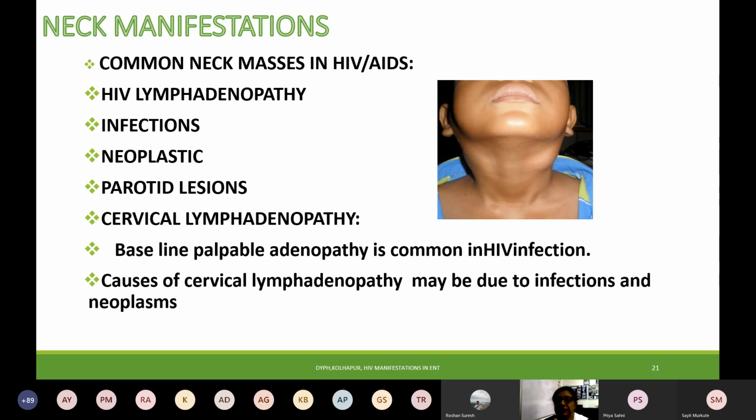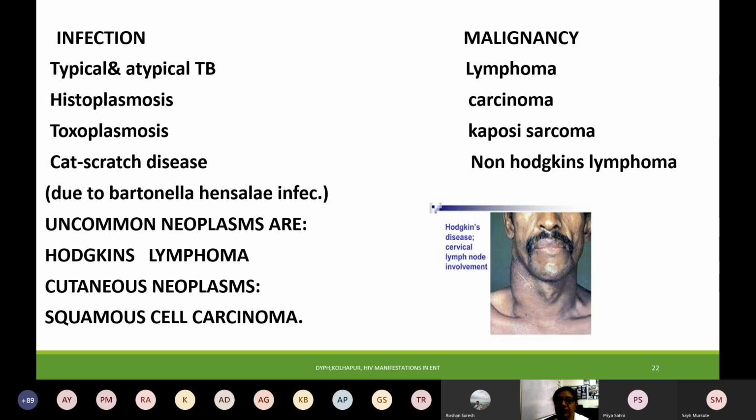The neck manifestations we get are common neck masses in HIV, AIDS, that is HIV lymphadenopathy, maybe due to infections, neoplastic or parotid lesion. Cervical lymphadenopathy is very common in this, and palpable adenopathy is very common in HIV infection. It causes cervical lymphadenopathy, maybe due to infections or malignancy, that is neoplasms. So it may be associated with that.